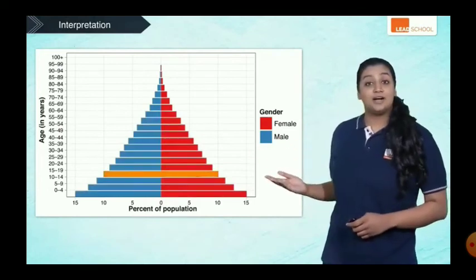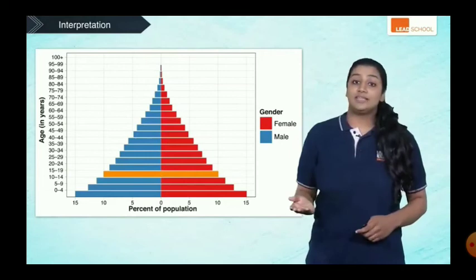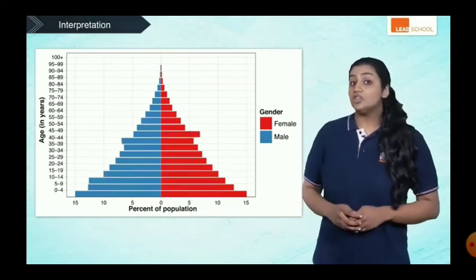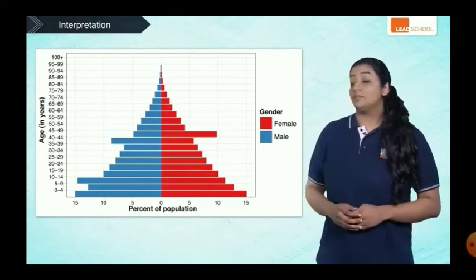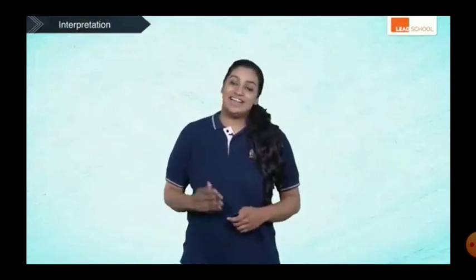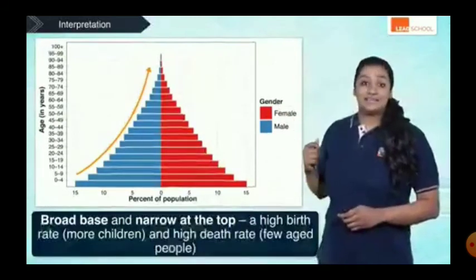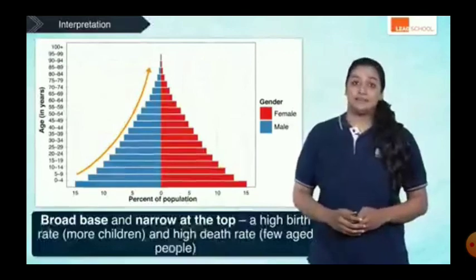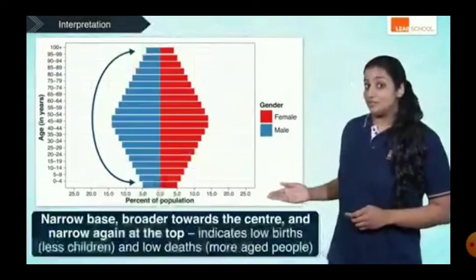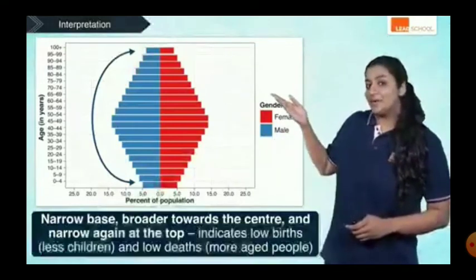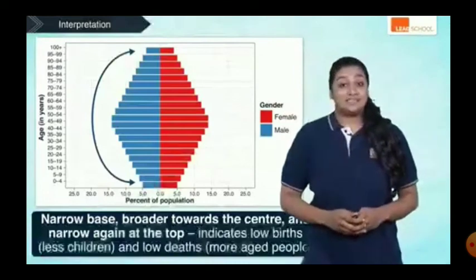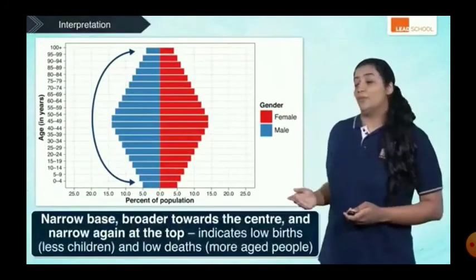Next, if the left and right bars are equal in length, it means that the percentage of males and females is the same. But if one is longer than the other, it shows us that there is a difference between the two. As the composition of the population differs from country to country, the shape of their population pyramid also changes. Population pyramids can have many different shapes. Let's see a few. Some pyramids have a broad base and are narrow at the top. That means there is a high birth rate and high death rate. Some pyramids are narrow at the bottom and broader towards the center and a little narrow again at the top, like this one. This means that the number of births and deaths is low.